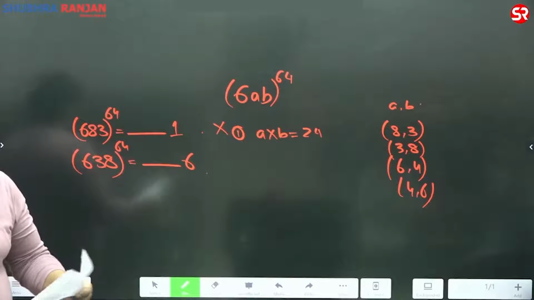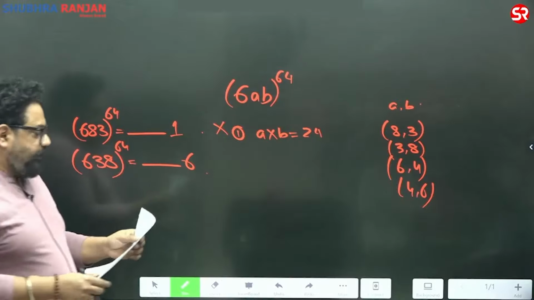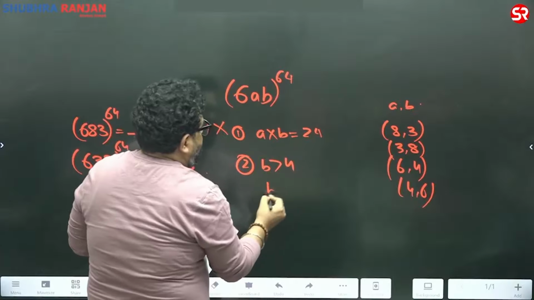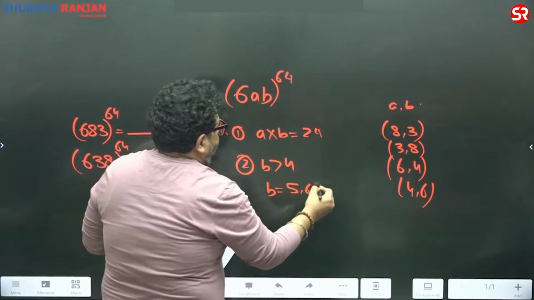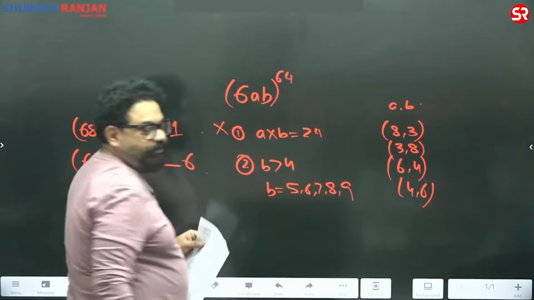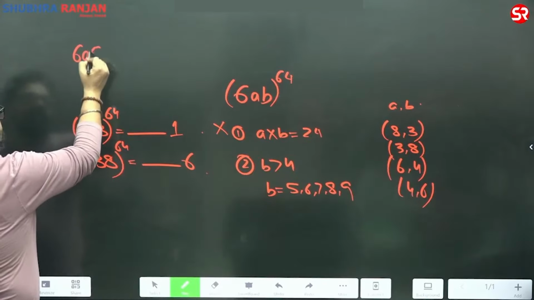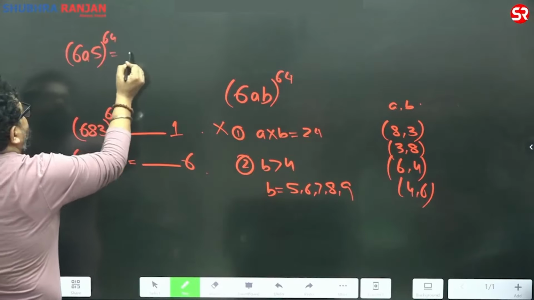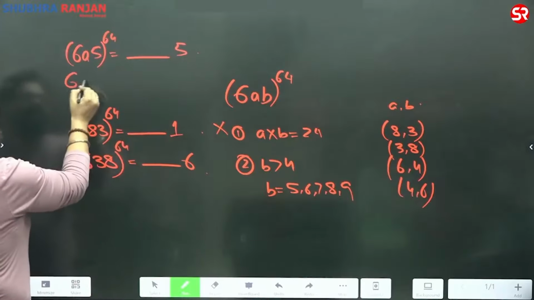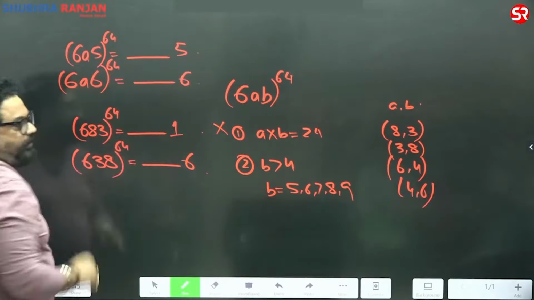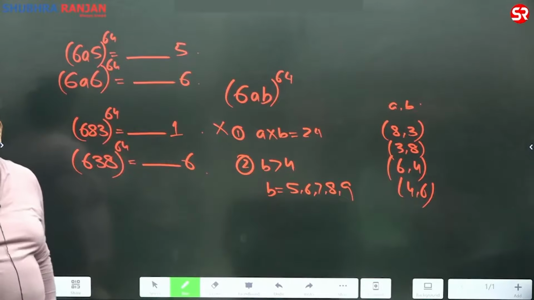This is the way to move. Okay, Navneet. Then he says B is greater than 4, which means B can be equal to 5, 6, 7, 8, 9. In that case, 6A5 raised to the power 64 would end with 5, but 6A6 raised to the power 64 would end with 6. Again, answer is not unique.